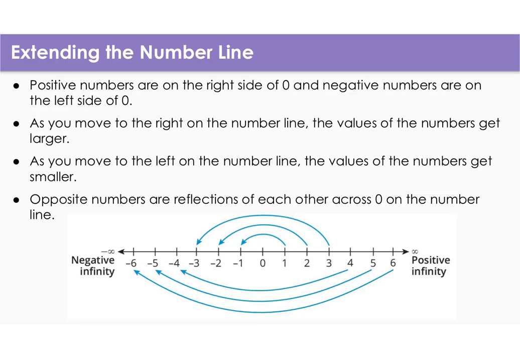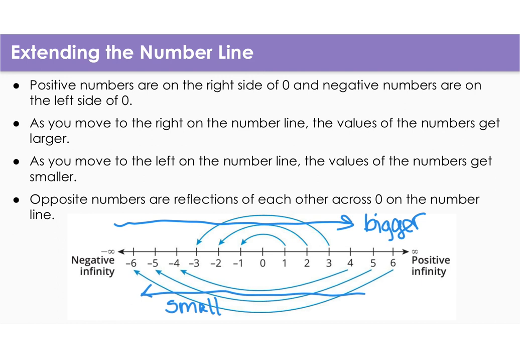Positive numbers are on the right side of 0, and negative numbers are on the left side of 0. As you move to the right, any direction to the right, numbers get bigger. As you move to the left, any direction to the left, numbers get smaller. Opposite numbers are a reflection of each other across 0. So, for instance, -3 and 3 are both 1, 2, 3 spots from 0 in either direction.